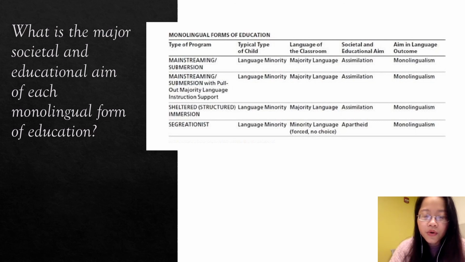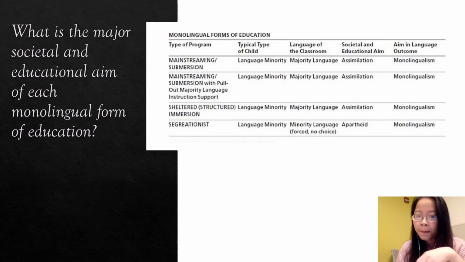So the aim of the monolingual form of education is just to develop the language skill gradually in the second language, so that one day they will not need support anymore. So what is the difference between mainstreaming submersion and sheltered structure immersion? The difference will lie in how the teachers teach the class.